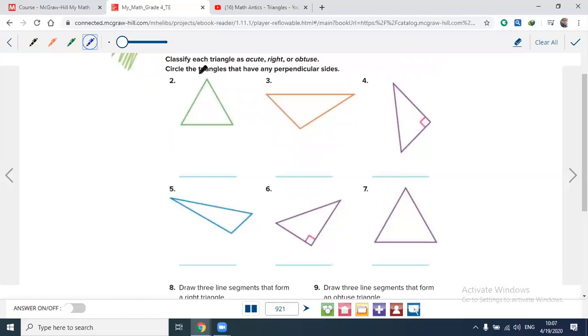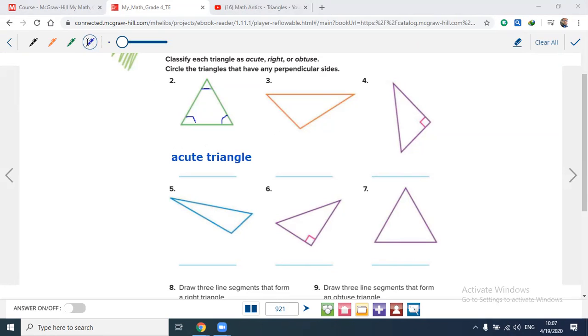As we see here, the first one and number two, I have this angle, what is the type of this angle? It is acute, and this is also acute. Also, this is acute. So all the angles are acute, so it will be an acute triangle. This one will be an acute triangle. This is an acute triangle.